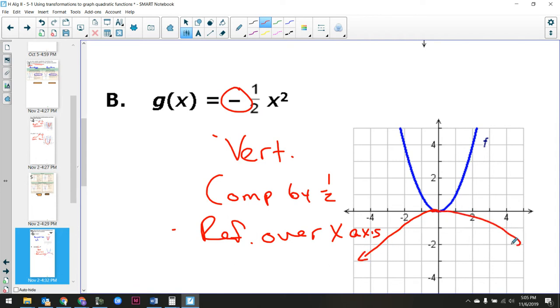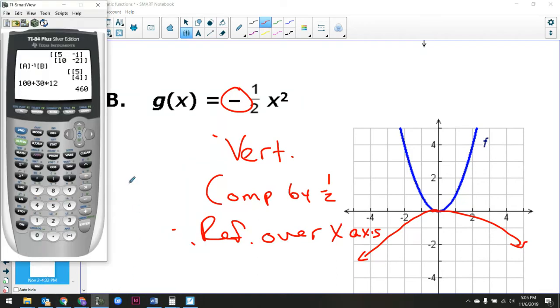Hey, that one's not so bad. Okay, yeah, it is so bad. So let's graph it in our calculator just to see. Let's go into our y equals and clear out anything that's there. And let's type in negative 0.5 x squared, and then our original parent function x squared.